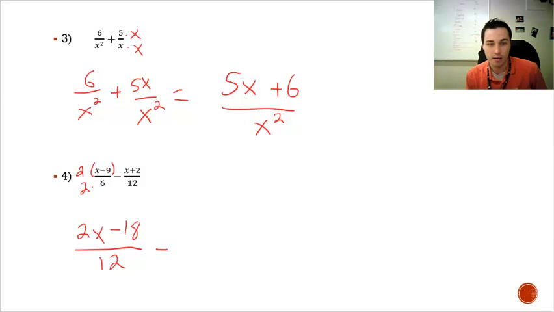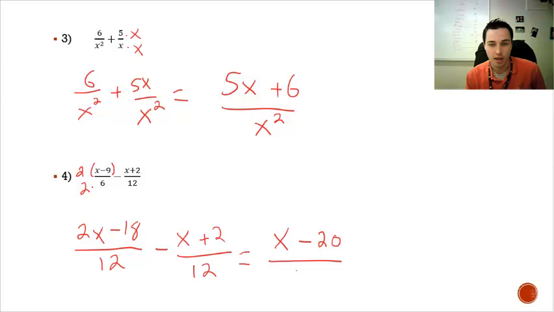And now my denominators match. Alright, so I can just combine like terms here. 2x minus x is just a single x. And then negative 18 minus 2 is negative 20, just kidding. And that's as simplified as that can get.